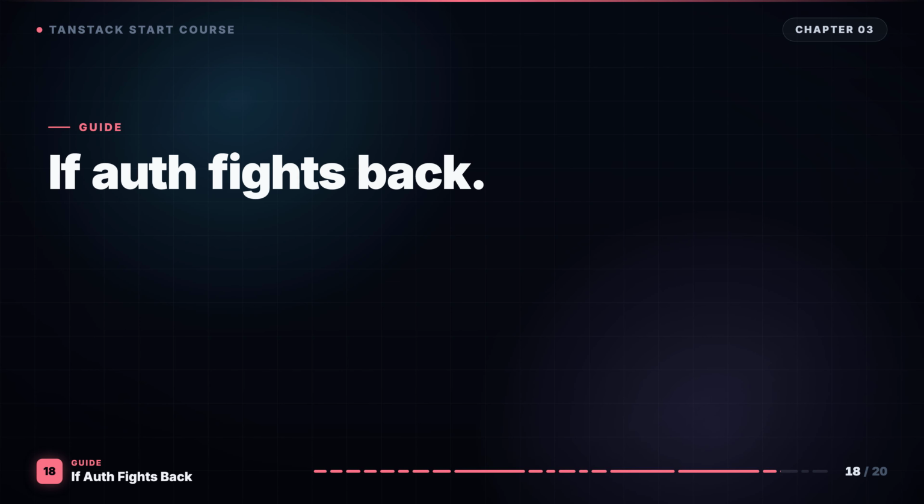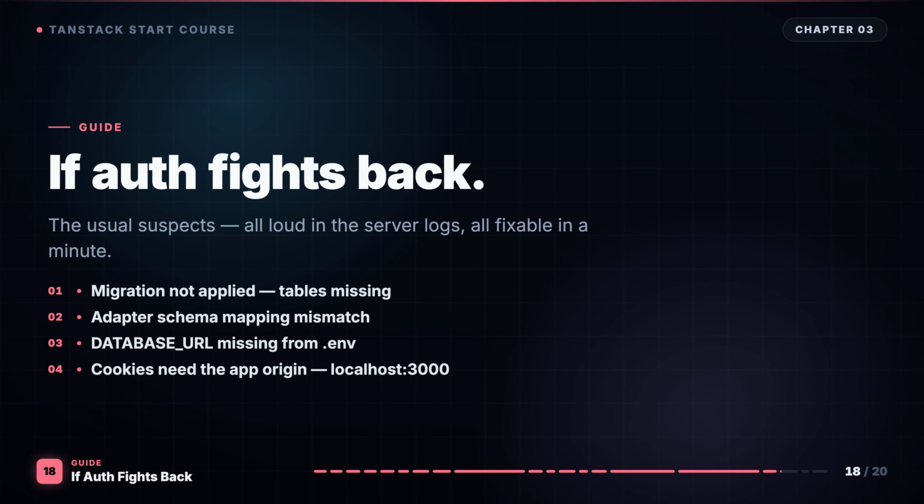What are the classic ways this goes wrong? 3 usual suspects: forgetting to run the migration, so BetterAuth cannot find its tables; a schema mismatch, the adapter mapping has to match your table names exactly; and the database URL missing from .env. All 3 fail loudly in the server logs. Read the first error, not the last one. And if the cookie never sticks, make sure you are on localhost 3000, the same origin the app runs on.